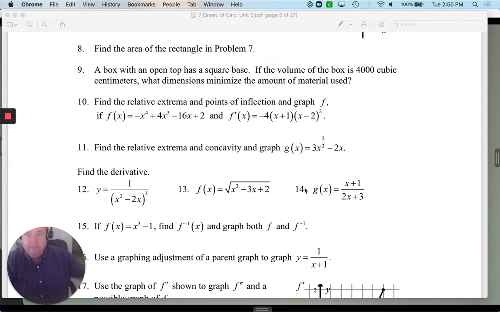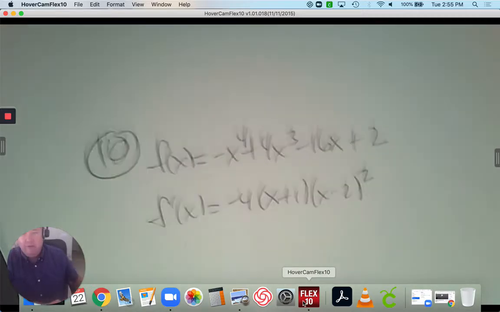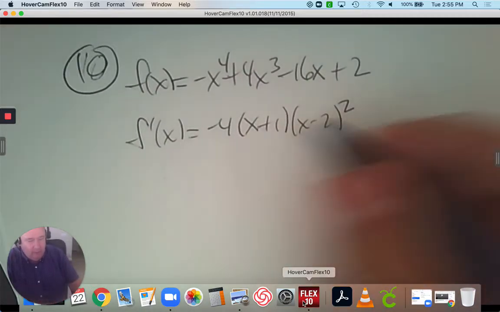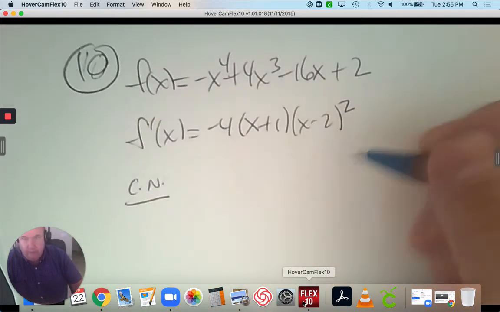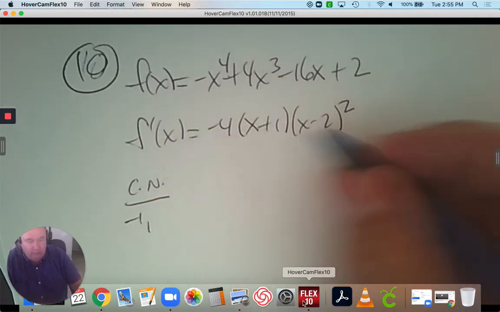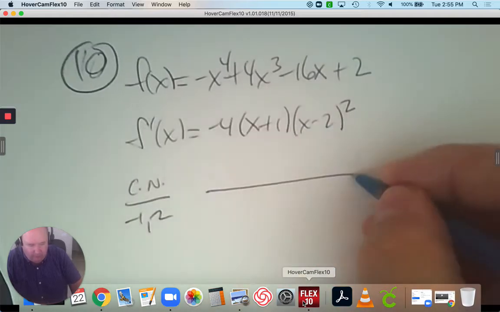Okay, here we go. Let me show you what I'm going to do. And you have to graph it at the end. A little sketch. Here we go. So, right away, one of the things I'm looking at is what the critical numbers are for the first derivative. So you can see that negative 1 makes it 0, positive 2 makes it 0, and there's nothing that's undefined. So we're going to start there.